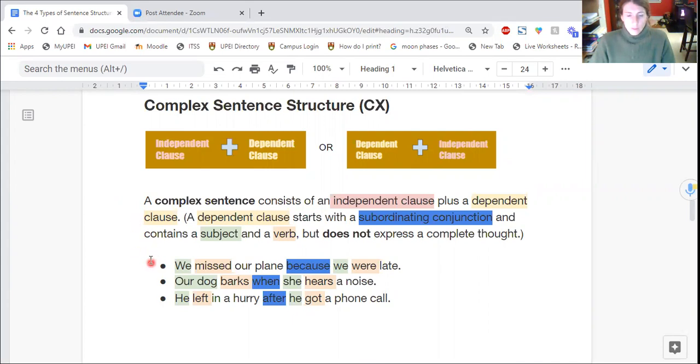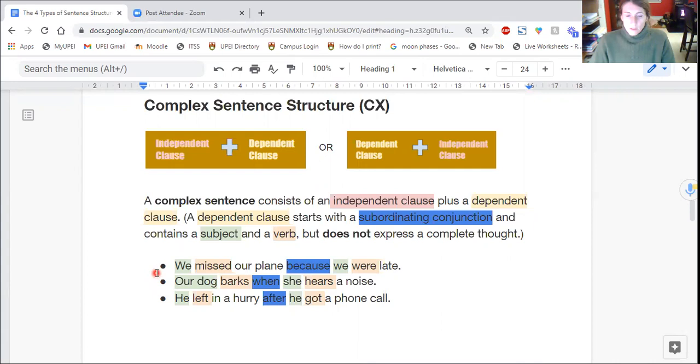So here are our example sentences. We missed our plane because we were late. Our dog barks when she hears a noise. He left in a hurry after he got a phone call.